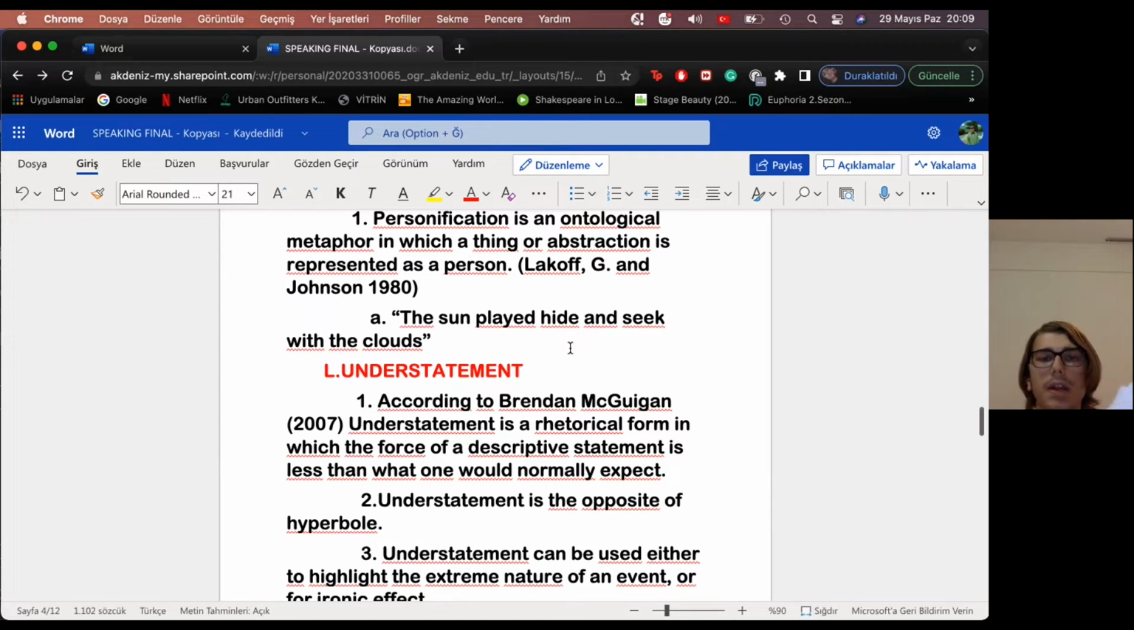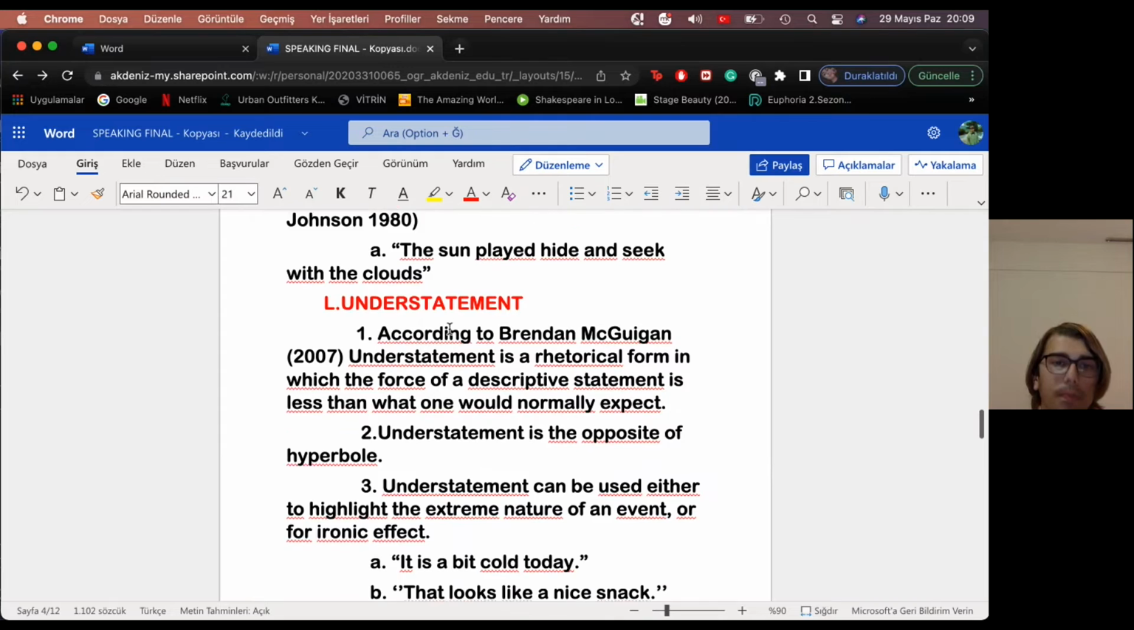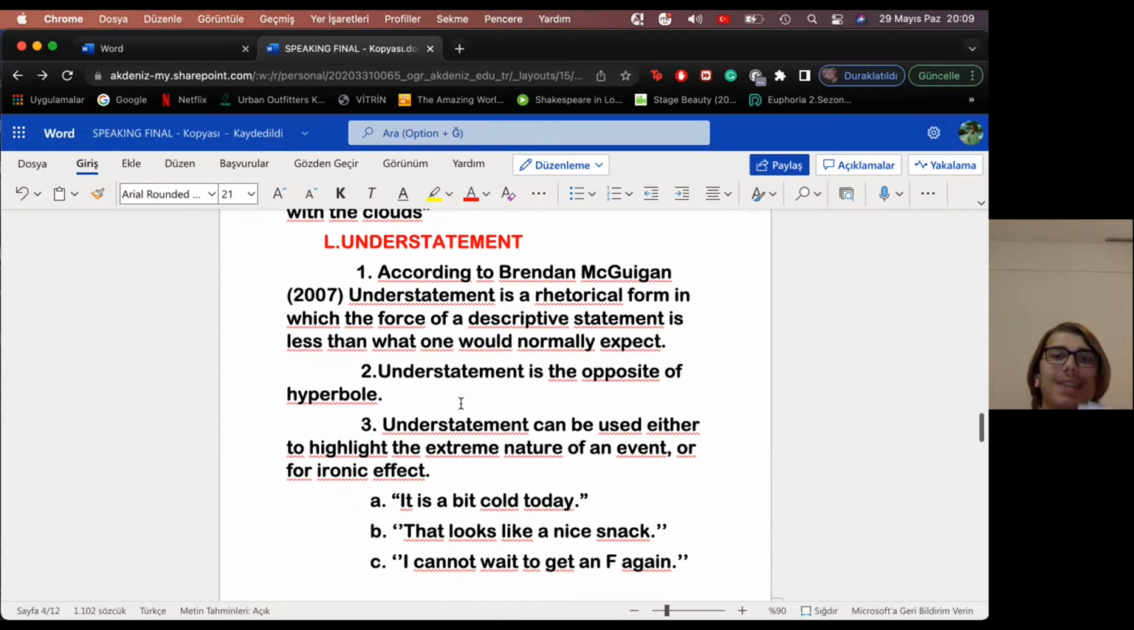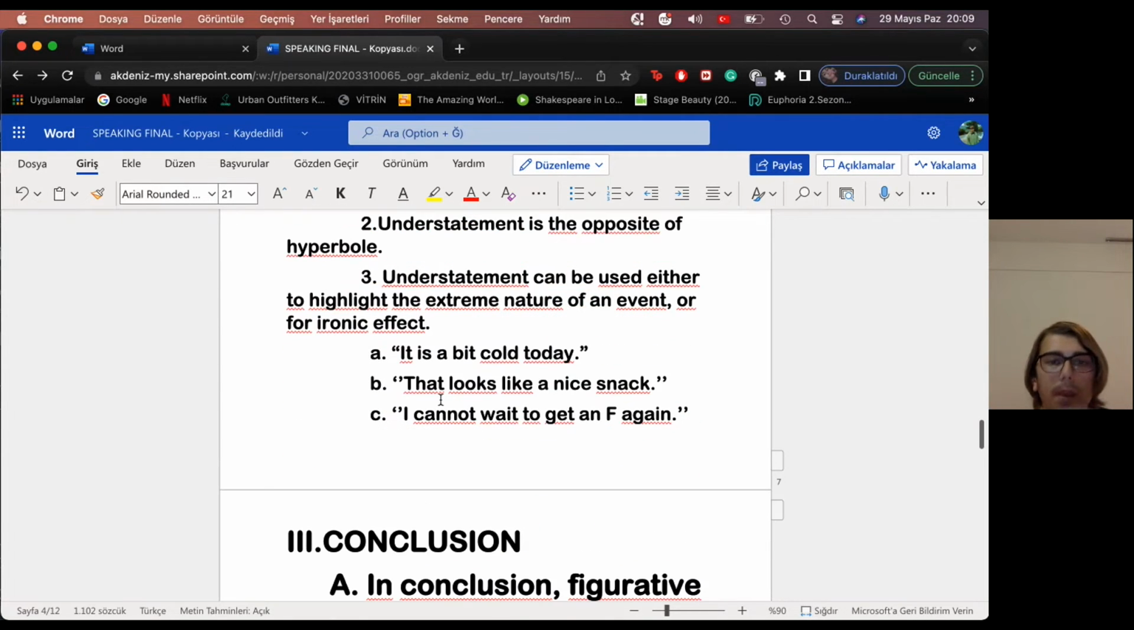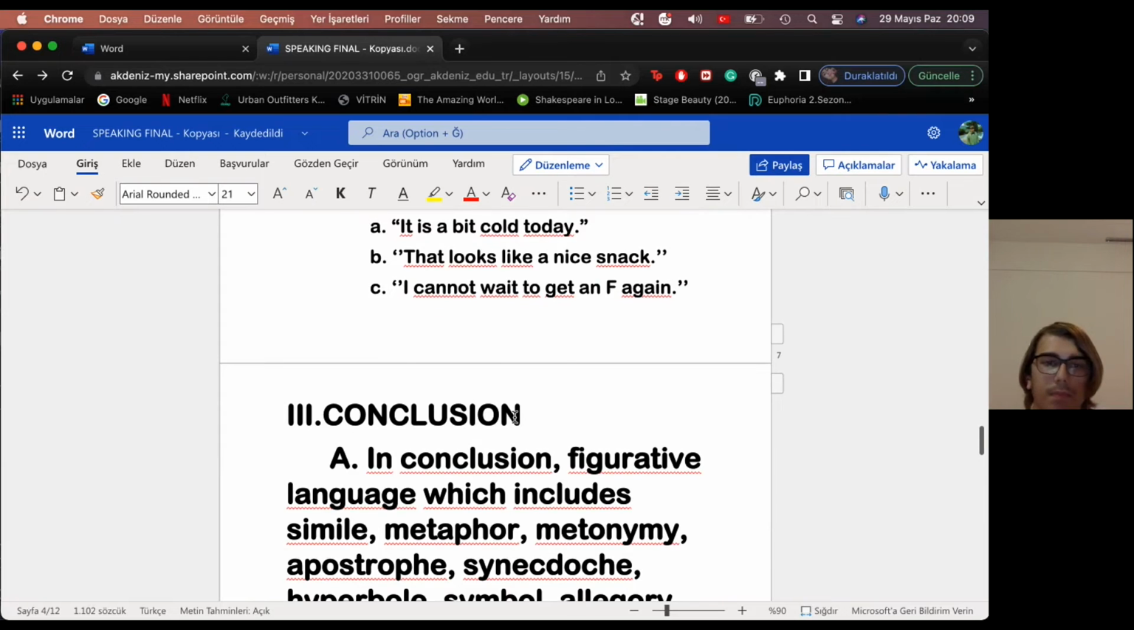The sun played hide and seek with the clouds. The sun is given human attributes. Understatement is the exact opposite of hyperbole. It is a bit cold today. That looks like a nice snack. I cannot wait to get an F again.